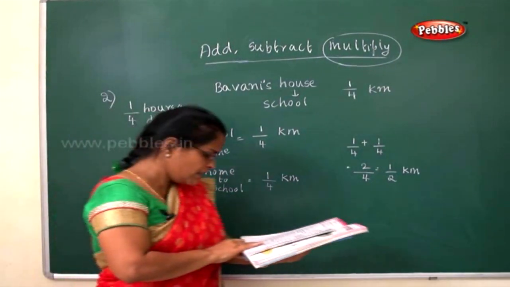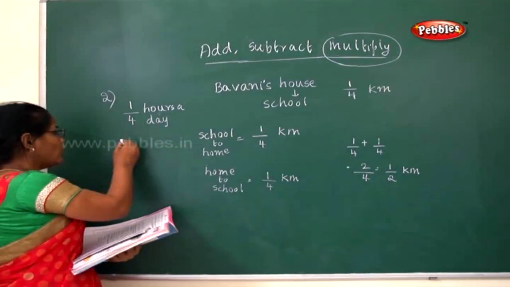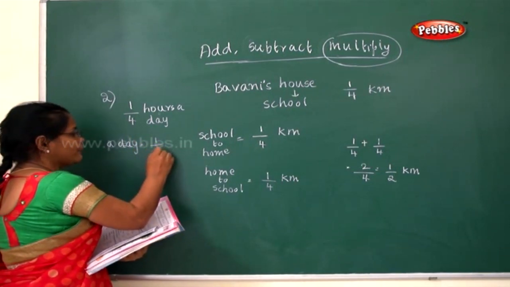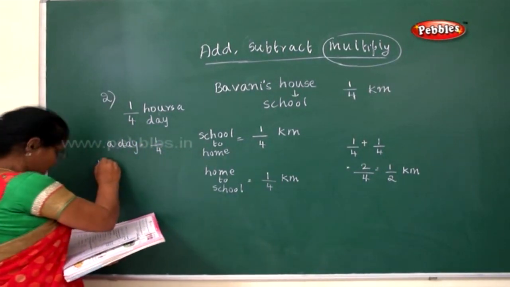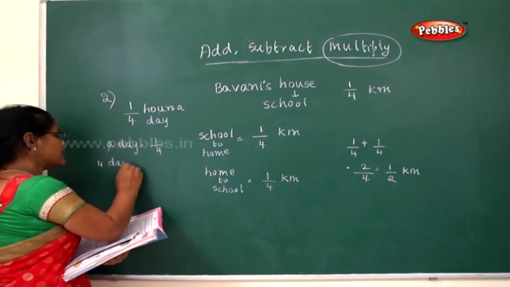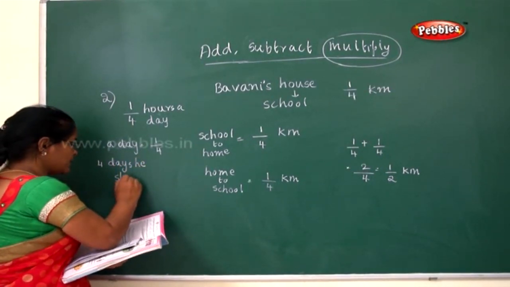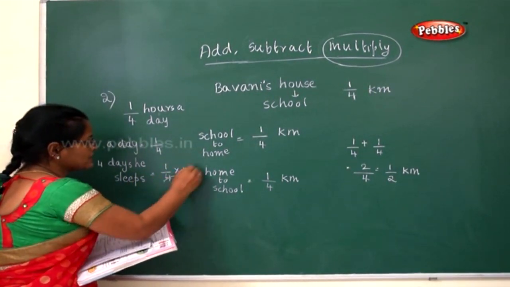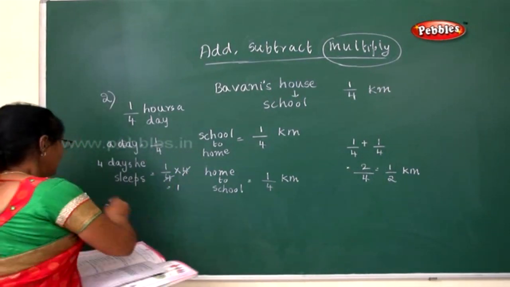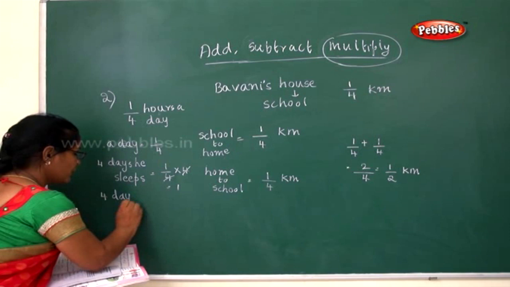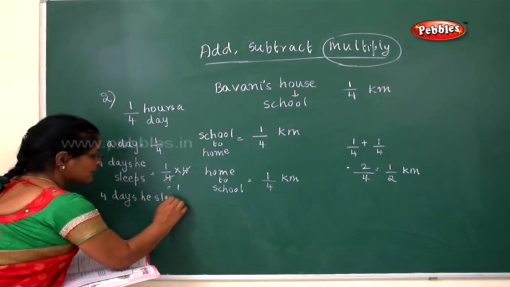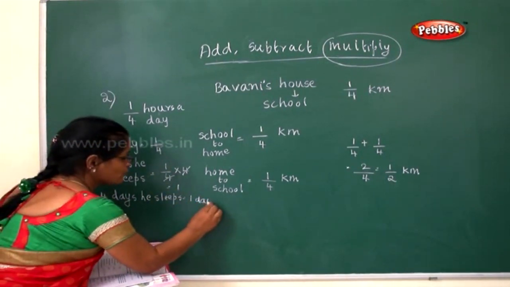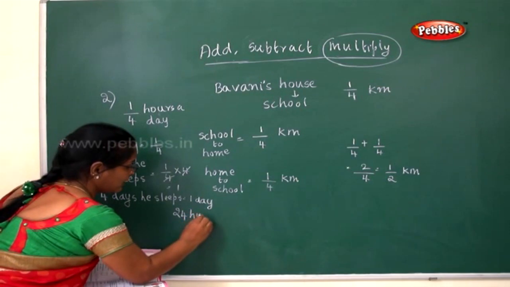Now, how many hours does he sleep in 4 days? For 1 day, how many hours does he sleep? 1 by 4. Now, for 4 days, he sleeps 1 by 4 into 4. So it means 1. He'll take 1 day. So for 4 days, he sleeps one day, which means 24 hours. He will sleep 24 hours.